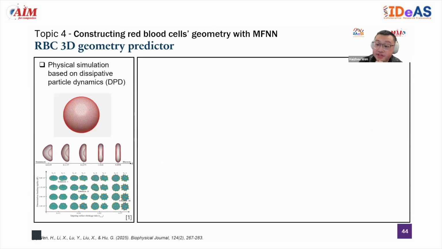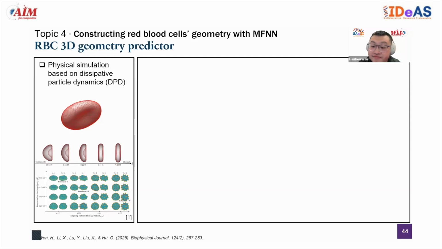Since we know the basic principle of how MFNN works, how do we relate it to the RBC geometry construction? In our previous research, we investigated the relationship between the RBC geometry and RBC biophysics. We conducted a simulation where an RBC deformed from an initial sphere to multiple stable shapes, in the process of which we gave different biophysical properties. Just like the animation here, the RBC deformed from a sphere to a stable shape.